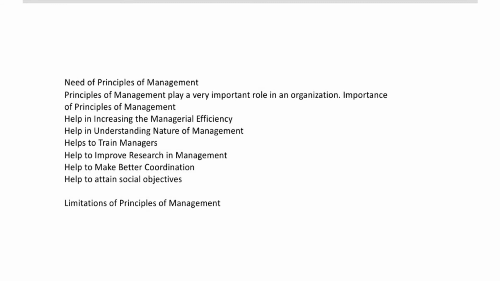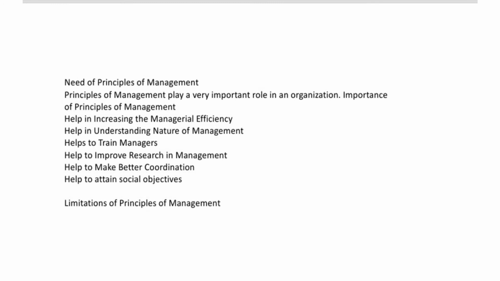The use of management principles enables the managers to use the scarce resources in the best possible way for accomplishing the social goals. So, therefore, these are the need of the principles of management. Coming to the limitations of principles of management, principles of management are not accepted all over the world in today's competitive business environment.